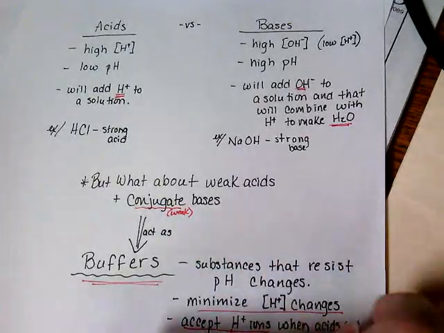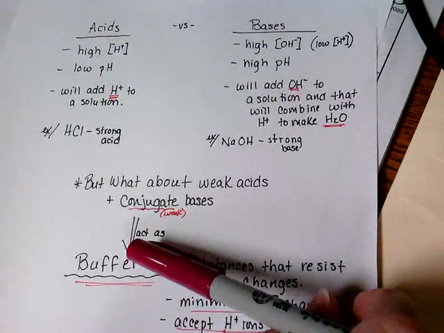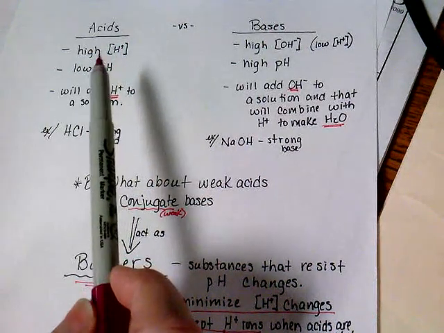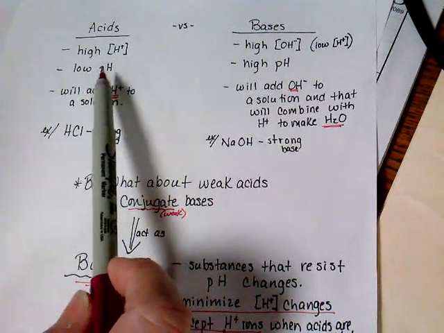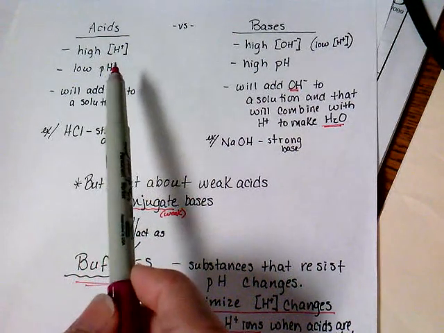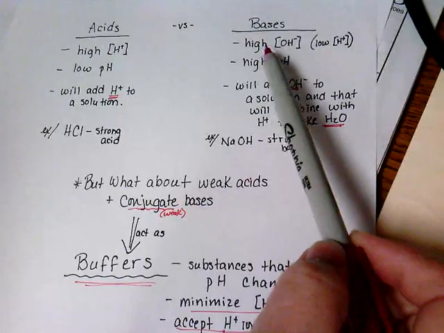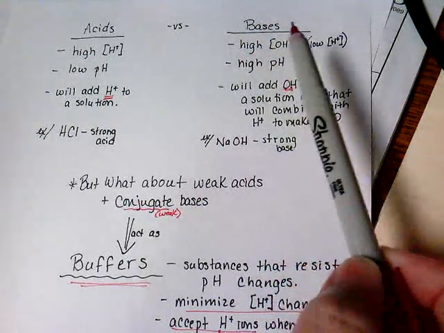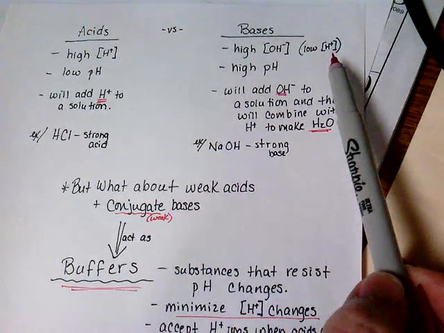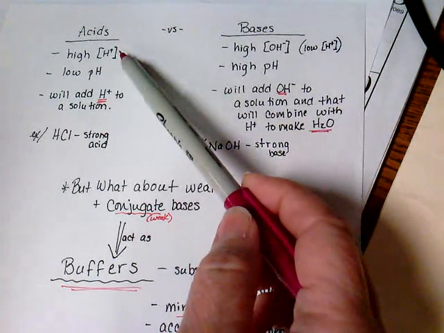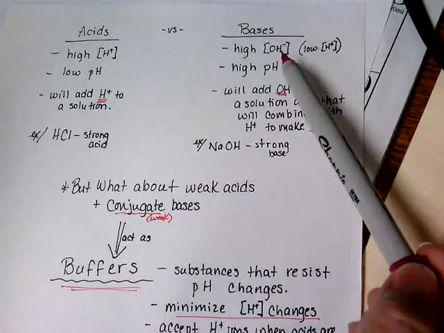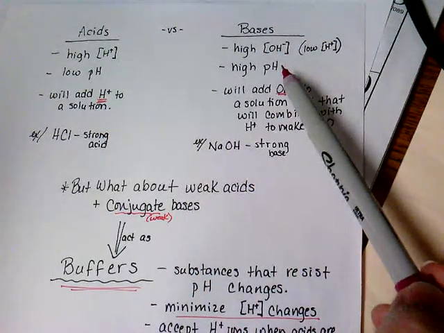All right, so let's take a look at the comparison of acids and bases. We know acids, after doing our calculations, are going to have a high concentration of hydrogen ions. Remember, in the brackets like that, we're talking about the molarity. Bases are going to have a high concentration of OH, hydroxide ions, or low hydrogen ions. Acids, high concentration of hydrogen ions, but low pH. Bases, high concentration of hydroxide ions, but high pH.